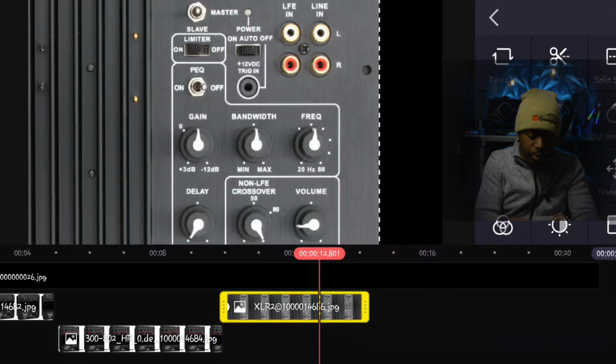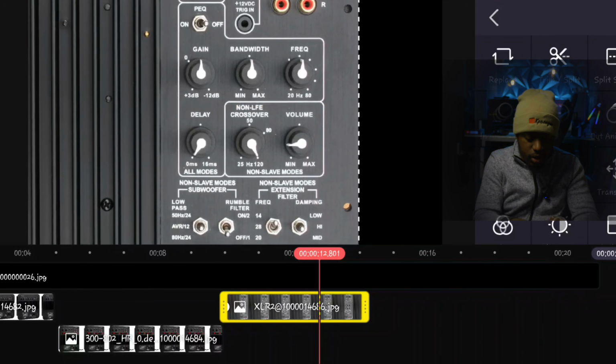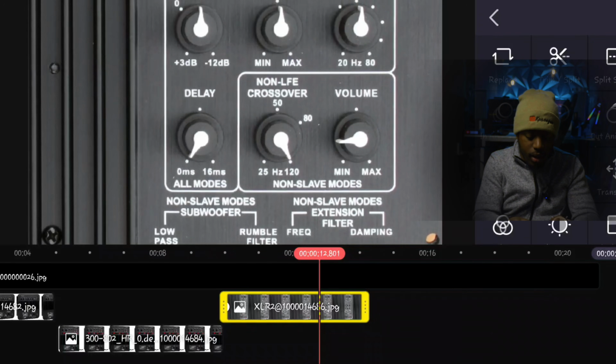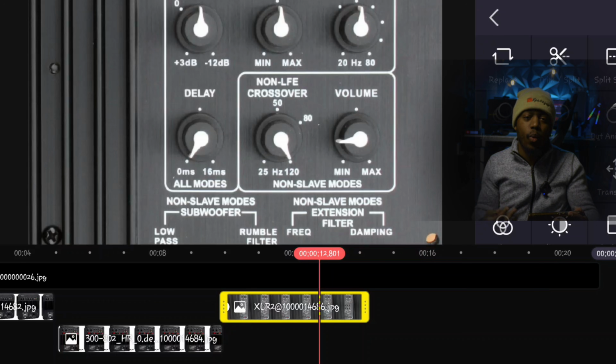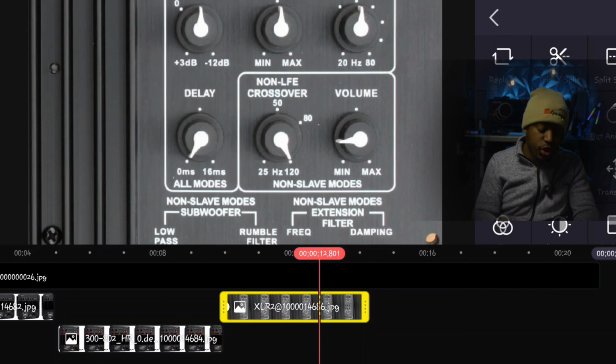Now, if we continue to move from here, let's go down to delay. So you can add delay to the sub. Let's say you have multiple subs and they're not working together very well. You can add delay, also known as time aligning, so that you can make them work more together instead of canceling each other out. Maybe you have 5 subs all the way around the room. It's very important to time align them so that they are working together and not against each other.